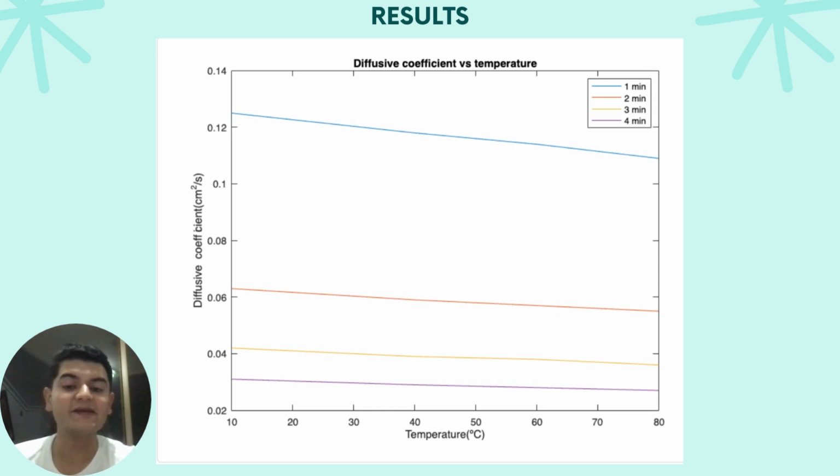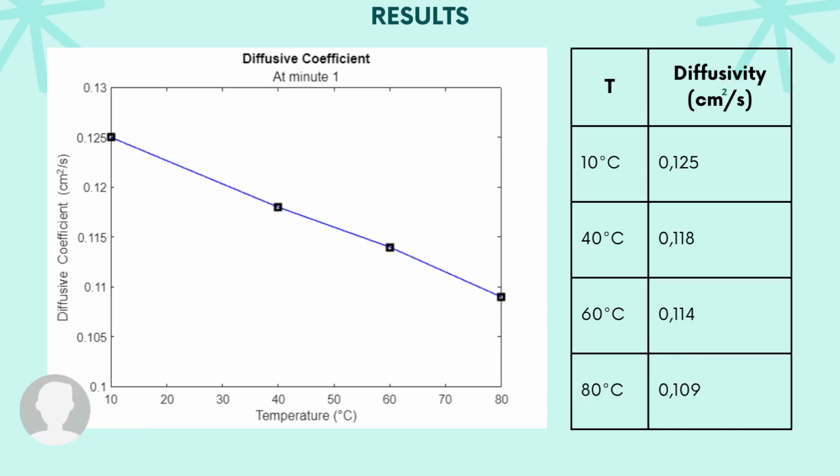In this graph, we can see the behavior of the diffusive coefficient versus the temperature at the different times. We can see a trend that with increasing temperature, the diffusive coefficient is always decreasing, and it is also decreasing with the passing of time, because the highest one is the one for 1 minute, and the lowest is the one for 4 minutes. So we see that at minute 1, the diffusive coefficient decreases across the temperature.